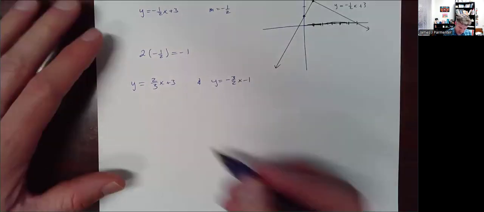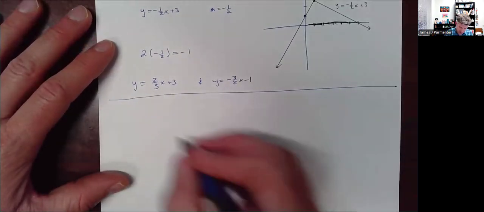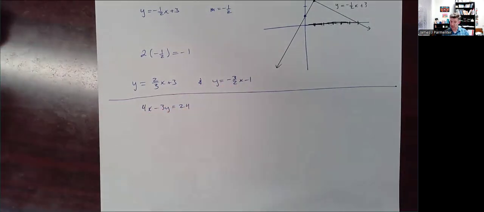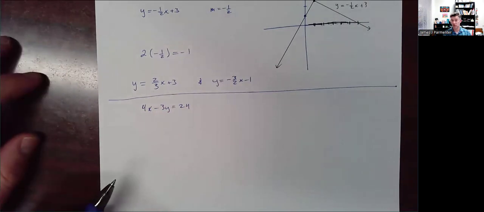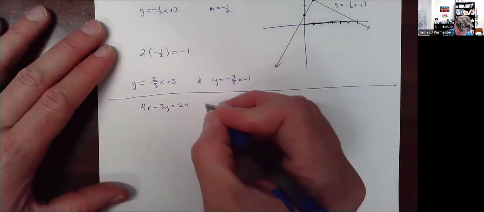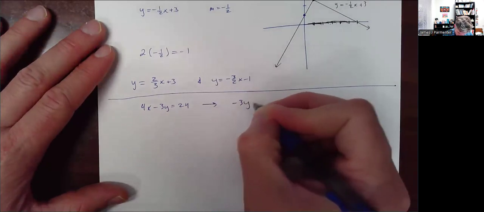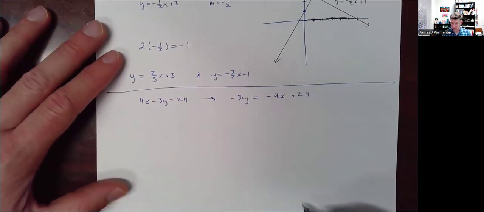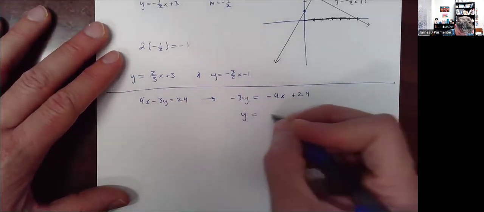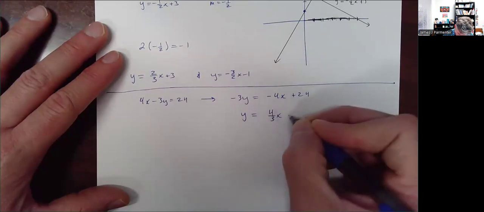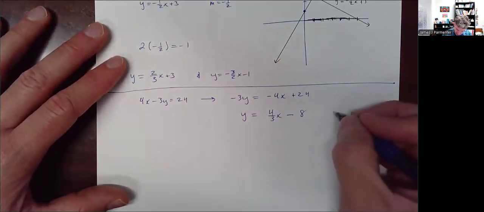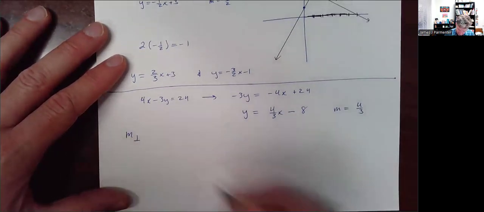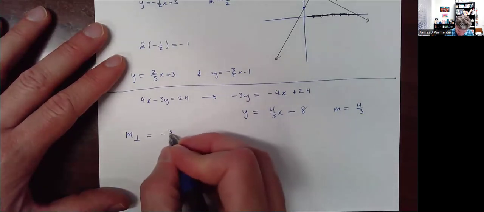The trick for this example is that the original equation, 4x minus 3y equal to 24, the slope is not immediately obvious. To be able to find the slope, we really should solve for y. So isolating y, we're going to get -3y equal to -4x plus 24. And then dividing both sides by -3, we're going to get positive y equal to positive 4/3 x minus 8. So the slope of this line is positive 4/3. So the slope of my perpendicular line is -3/4.